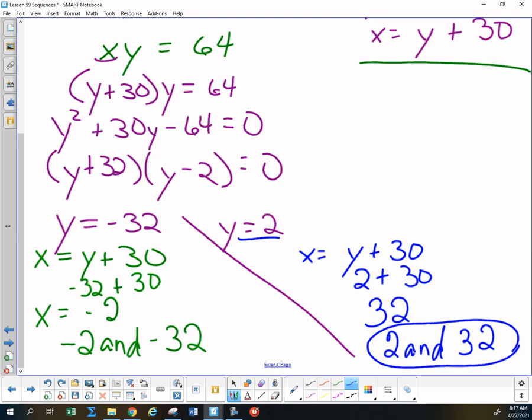Must circle these separately. Do not write plus or minus 2, comma, plus or minus 32. That doesn't tell me. Could 2 go with negative 32? No, it cannot. You've got to do it separately to show me that the positives could go together or the negatives could go together. Any other questions? All right, then I'm going to let you guys get to work here.